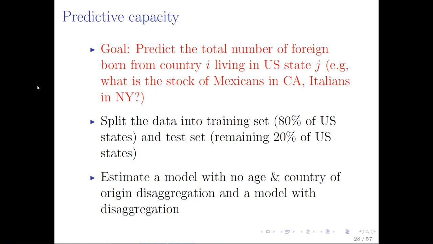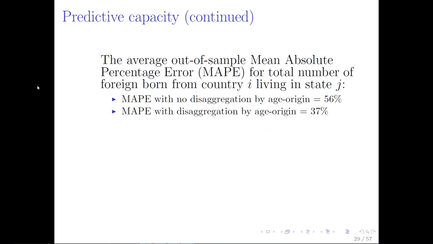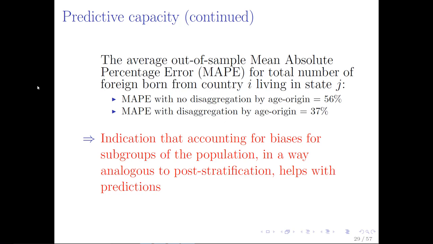And so what we got was that the mean absolute percentage error on a number of test sets tends to be quite high when we do not disaggregate by age and sex. When we do not account for those differences, we get 56%, and it goes down quite a bit when we account for these differences by age and sex. And so the idea here is that if we can account for various biases in different subgroups of the population, which is in a way similar to post-stratification, that might help us make predictions. And then there are trade-offs: ideally we would slice things up into smaller groups, but we cannot slice it up too much, otherwise we would have lots of empty cells. And so there are trade-offs there.